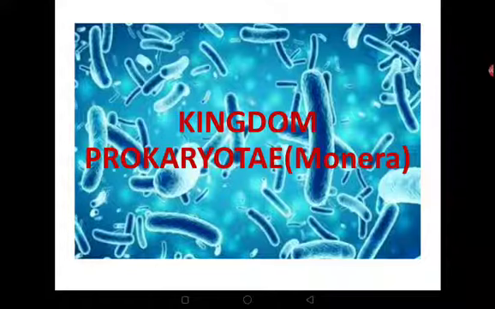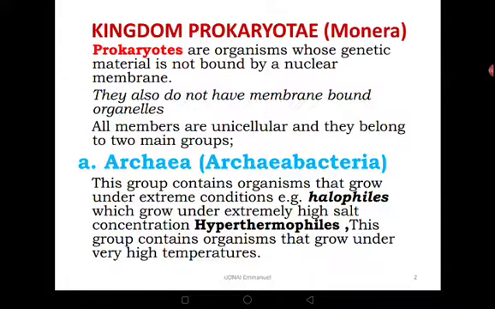Do you know some of the members of this kingdom? Anybody who knows any member of this kingdom? Well, I know you got it right. But before we go into the different groups of kingdom Monera, we first want to define what the prokaryotes are.